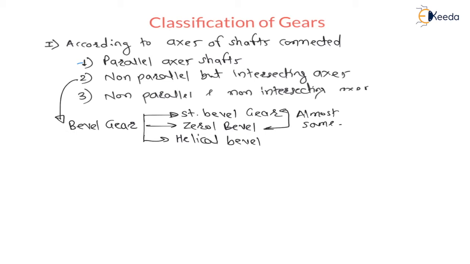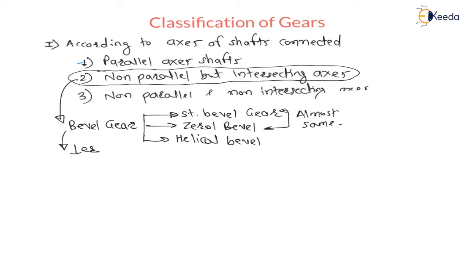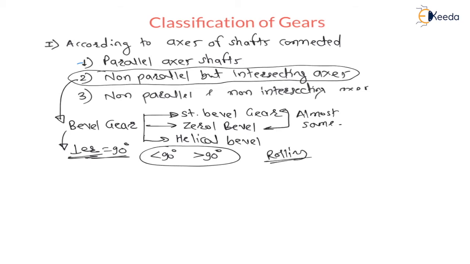Now, let us understand the bevel gear. Here for bevel gear, the axes are non-parallel, but they are intersecting. And generally, the angle between axes is perpendicular, that is 90 degree. Generally, 90 degree angle is used. But yes, sometimes less than 90 or more than 90 is also used, but rarely, right? So most of the time in bevel gear, the power is transmitted at 90 degree and the motion is rolling motion only, pure rolling.